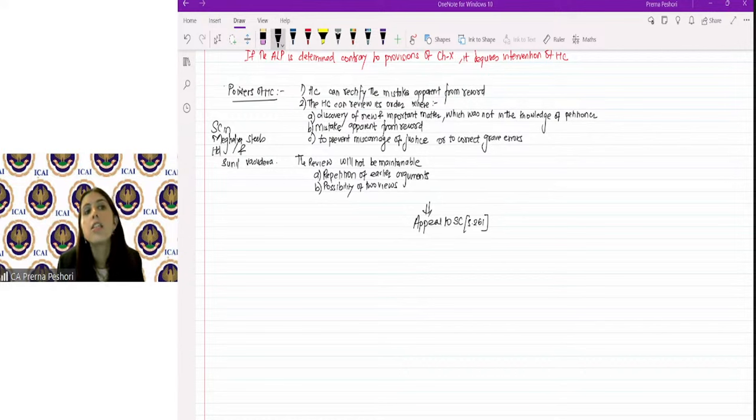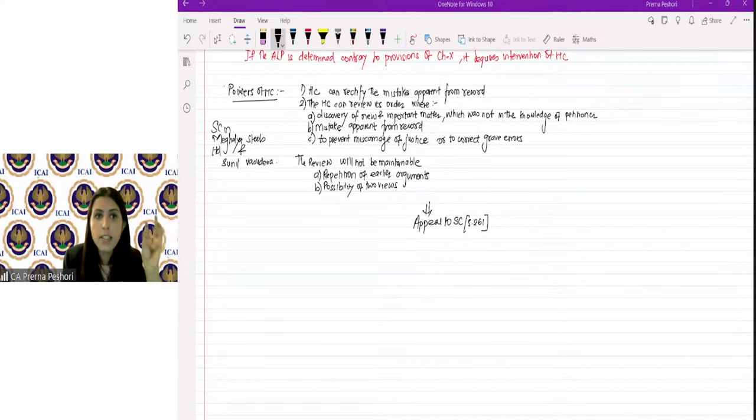Okay, so now there are a few questions. Special leave petition, as I said, is basically the special power which is given under 136 of the Constitution. So, Article 136 of the Indian Constitution gives the power to the Supreme Court with regard to the SLP.